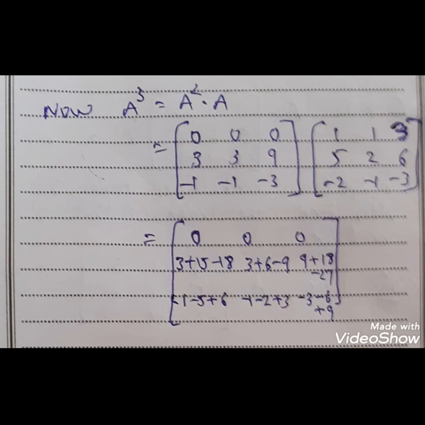Now we multiply the third row with the second column, to get the second element of the third row. So minus 1 multiplied with 1 is minus 1, minus 1 multiplied with 2 is minus 2, minus 3 multiplied with minus 1 is 3. So minus 1 minus 2 minus 3 plus 3 is also 0. Now we multiply the third row with the third column. Minus 1 multiplied with 3 is minus 3, minus 1 multiplied with 6 is minus 6, and minus 3 multiplied with minus 3 is 9. So minus 3 minus 6 minus 9 plus 9 is 0, meaning in the third row again all the entries are 0. It means in the first row all entries are 0, in the second row all are 0, and in the third row all the entries are 0.